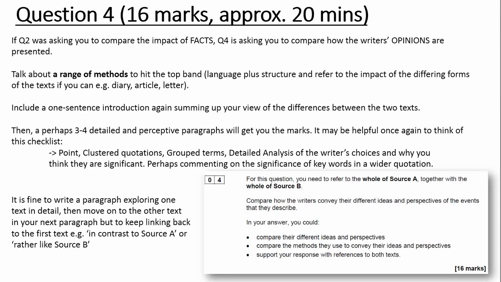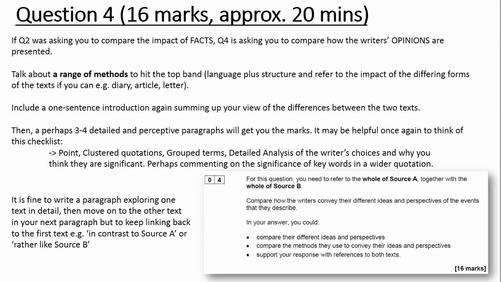Now, once again, it may be helpful for you to think of this as a checklist in terms of things to include. A point at the beginning, some clustered quotations, grouped terms, detailed analysis of the writer's choices and why you think they're significant, perhaps commenting on the significance of keywords in a wide quotation. We've done this kind of thing before. You know how this sort of thing works. Okay, but in this case, you've got to make sure that you're answering the question.